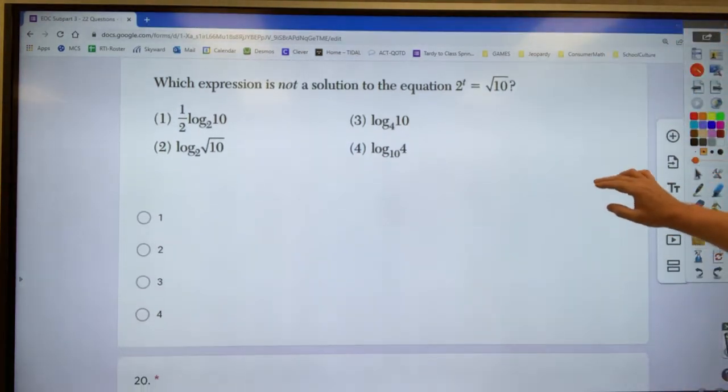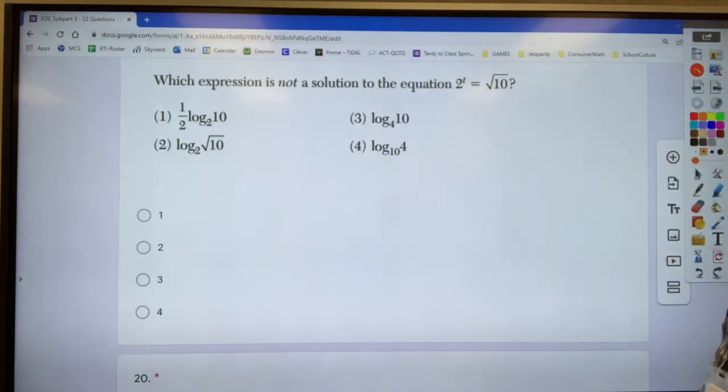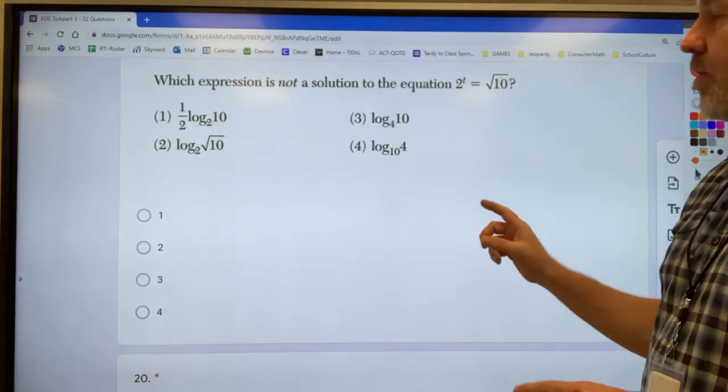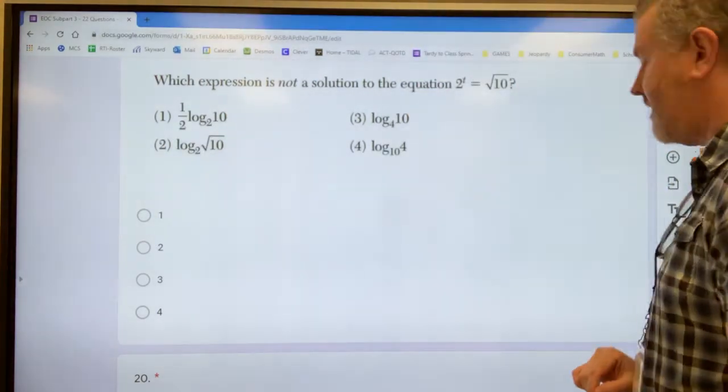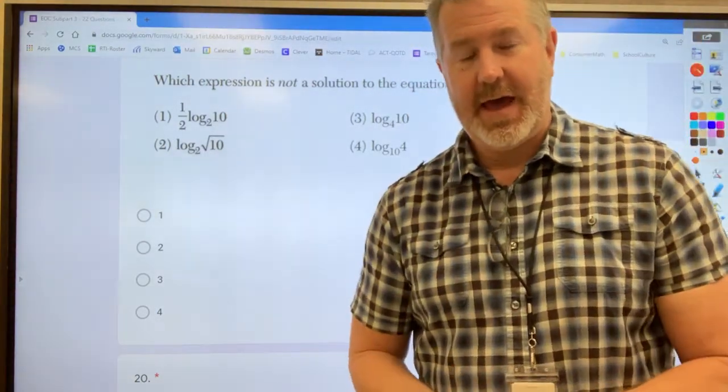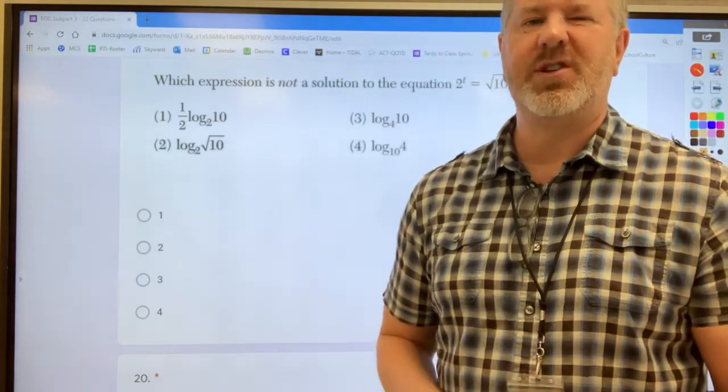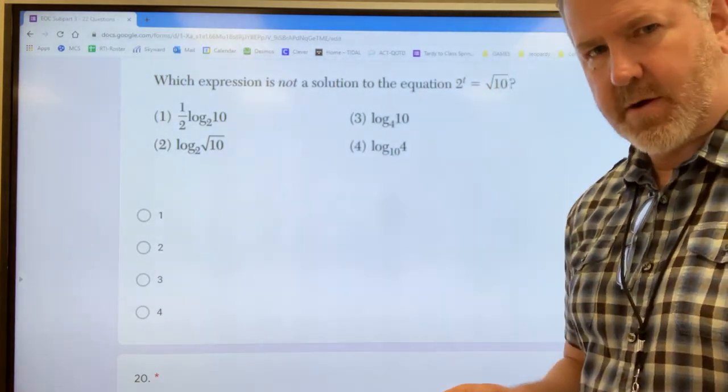Which expression is not a solution to this one? Now, I was able to work out the first 2. Remember, teachers don't know everything, and teachers don't always see all the connections that they're supposed to see. That's why we refer to each other, all right?